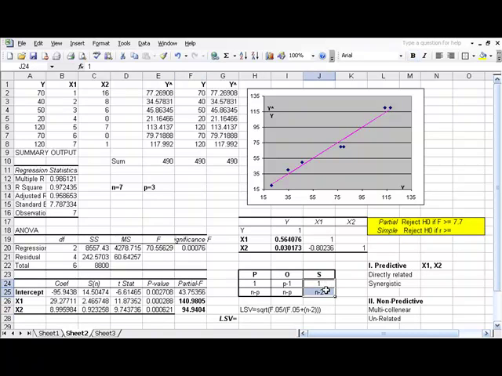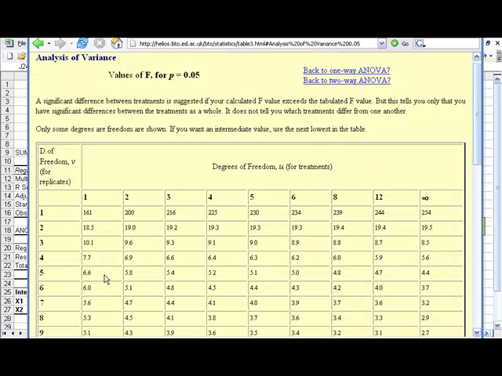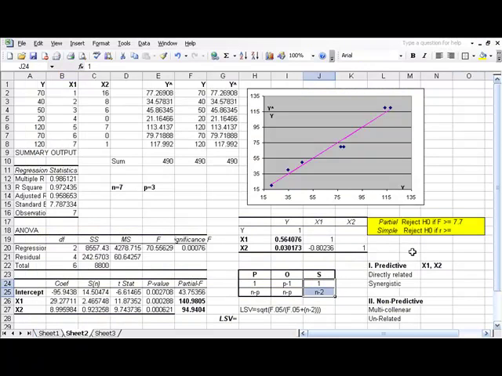Now we can use the simple F to further subcategorize both of these into either directly related or synergistic. We can't compare that directly with this, though. We have to plug it in and get an LSV. So let's start by getting our simple F. We look up 1 and n minus 2, n being 7, so 7 minus 2 is 5. So we look up 1 comma 5, and that gives us 6.6. So now we've looked up our simple F, which is 6.6.